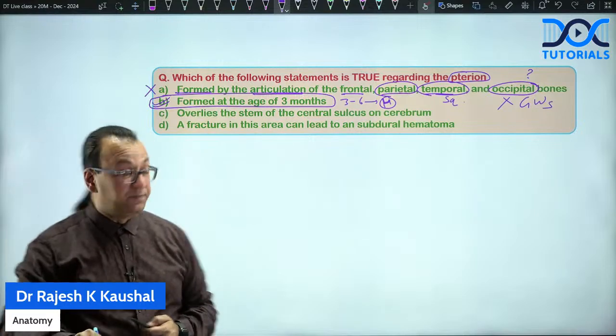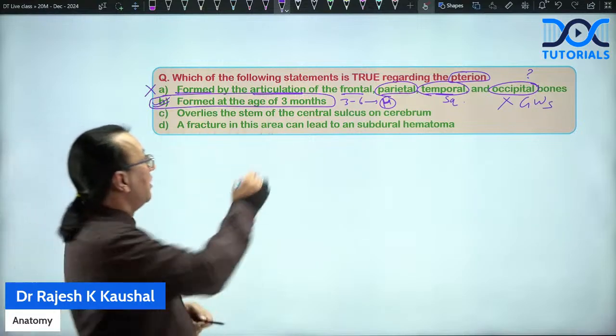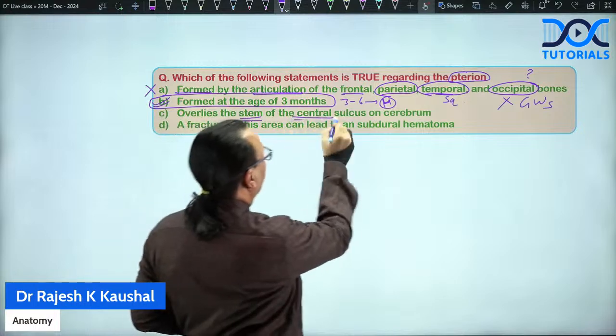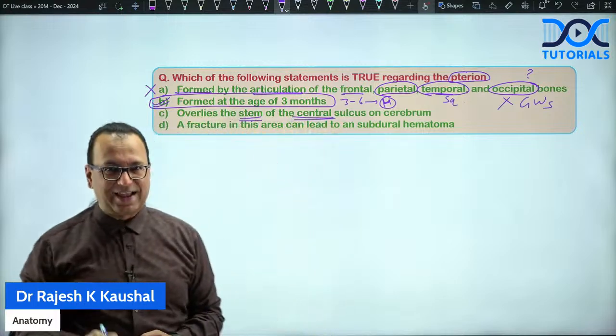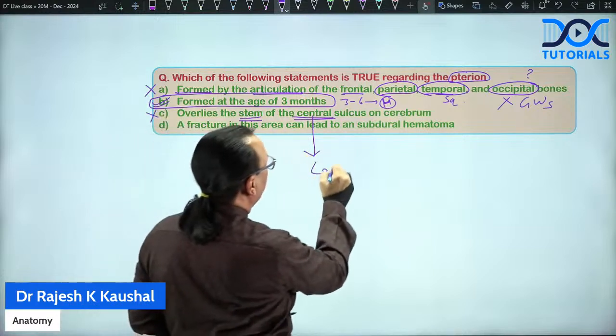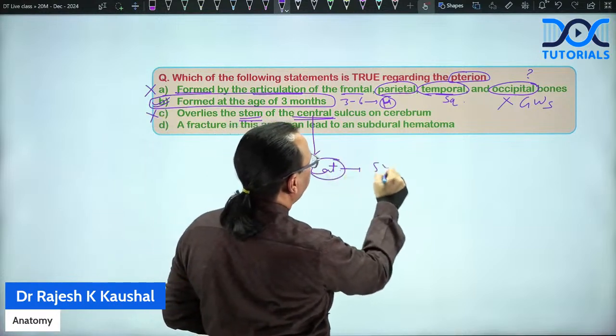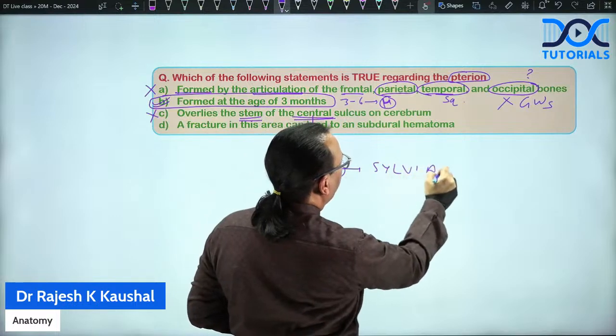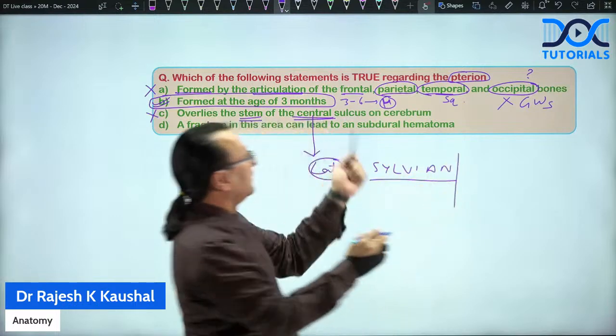What about choice number C? It overlies the stem of the central sulcus. Is it central sulcus or lateral sulcus? It is not central. This is wrong. It is the lateral sulcus, which is also called the Sylvian sulcus, and that is why it is also called the Sylvian point on the cerebrum.